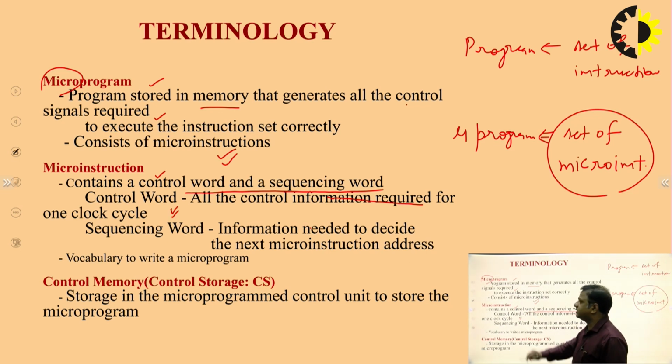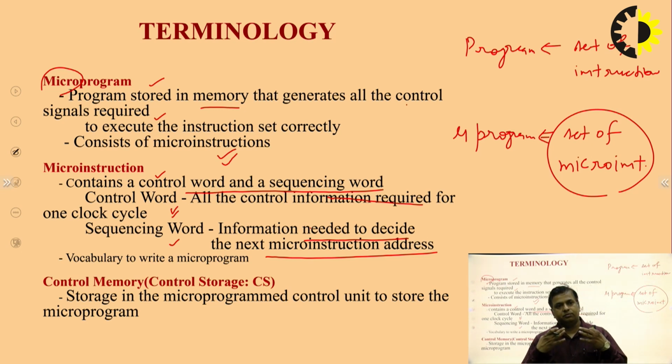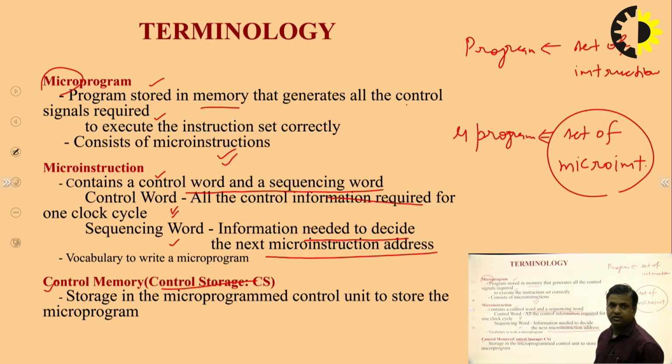Similarly, the micro instruction has a control word. The sequencing word holds the information needed to decide the next micro instruction address, something like the program counter in the terminology of programs. Similarly, the sequencing word or the sequencer is used for incrementing the micro instruction. Next term is the control memory, which we also call the control storage, CS.